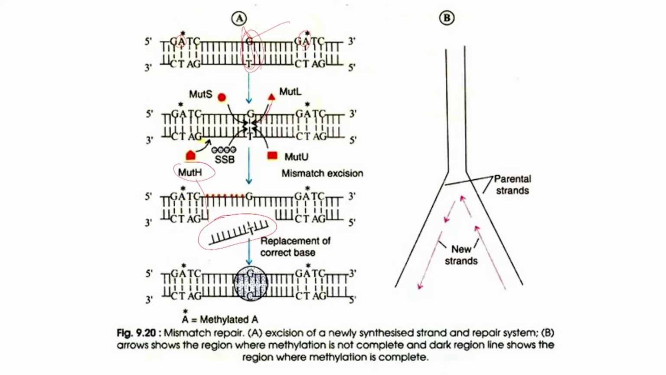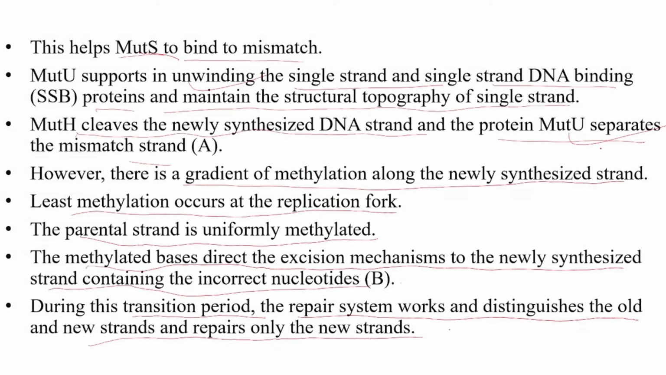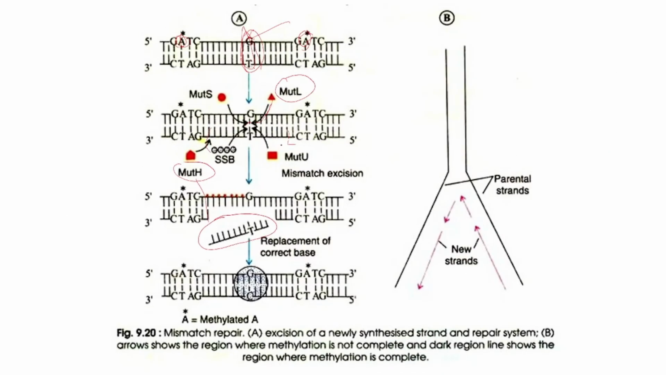Okay, mismatch repair. This is a type of mismatch repair only. This is methylated adenine. Okay, the adenine is methylated, but here is a mismatch. G binds with T instead of C. So Mut L recognizes the mismatch. Mut S binds to the mismatch here. Okay. What does Mut H do? It cleaves the part of the mismatch, and Mut U stabilizes. What they are saying is, it separates and unwinds the DNA. That is the function of Mut U. Then replacement of the correct base.